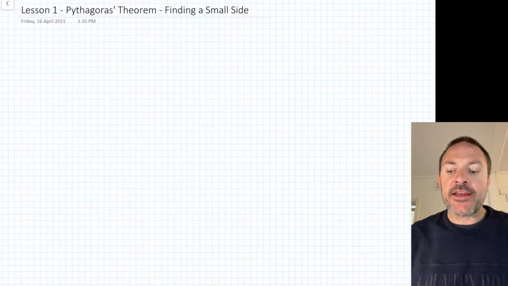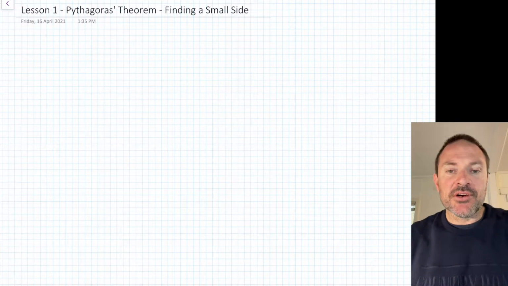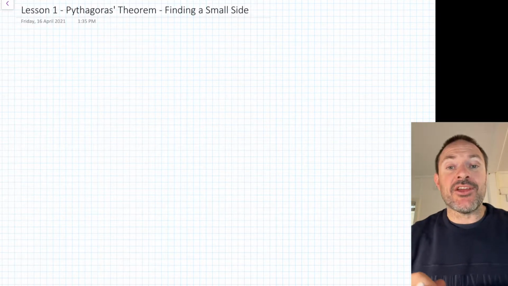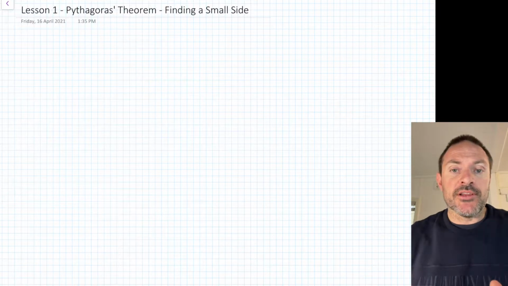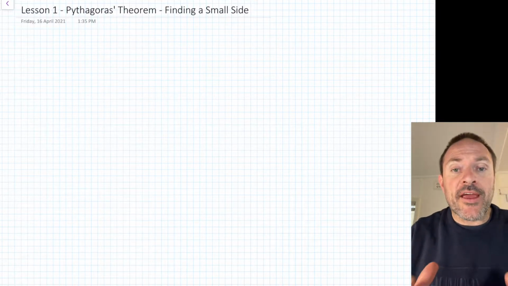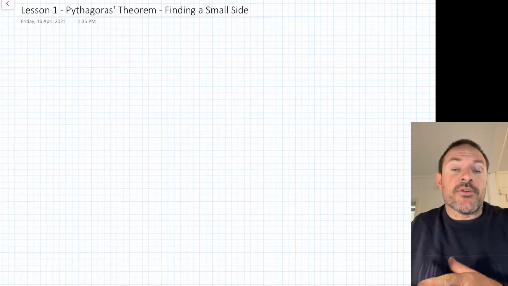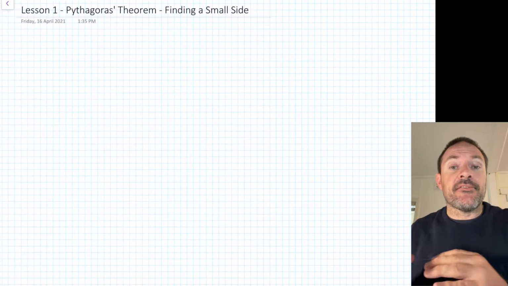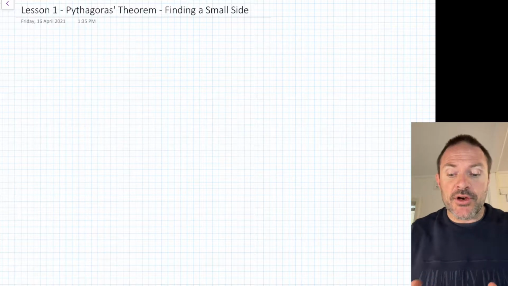Today we're looking at Pythagoras' theorem, looking at finding a smaller side. So this is a bit of a review from year 8 and year 9, so it won't be too long a lesson, but there'll be a few questions here for you to do. Okay, first of all, can you remember what Pythagoras' theorem is to do with? It's to do with right-angled triangles and finding their unknown sides.